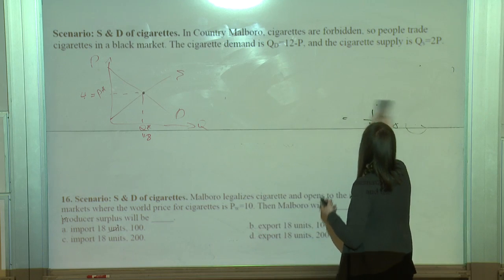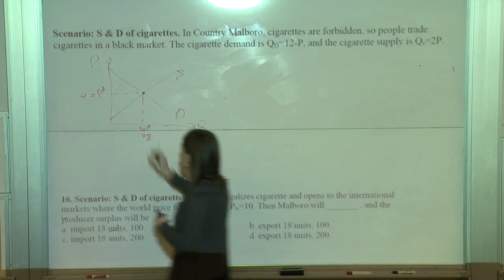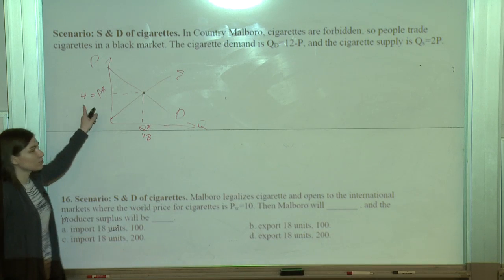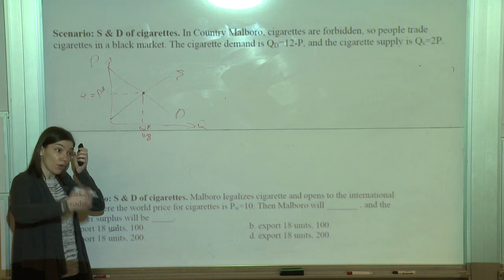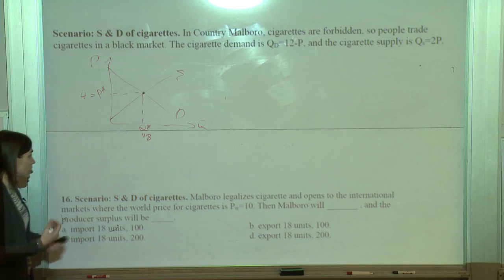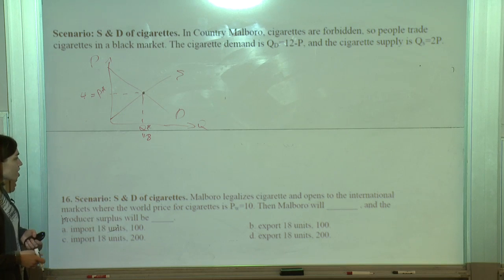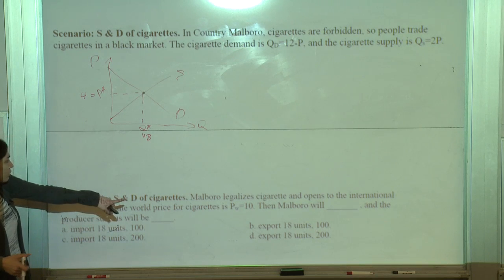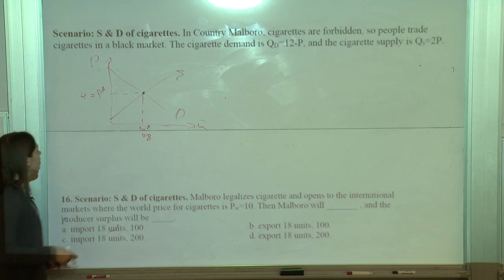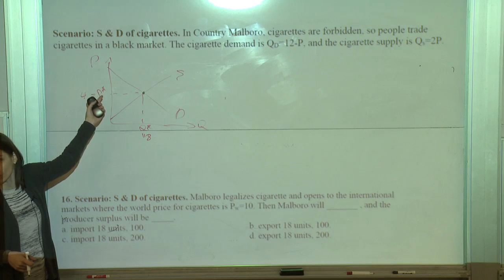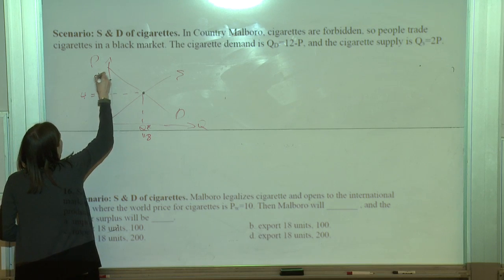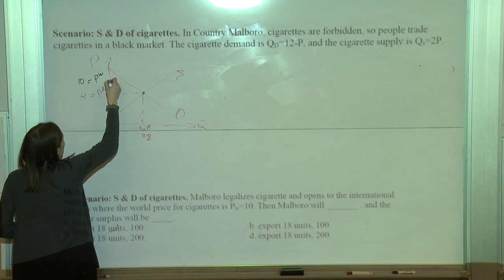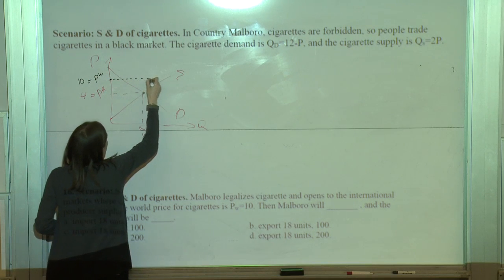So what we found here, this is the domestic market, right? Domestic price is 4, domestic quantity is 8. Now when we open this market for international trade, we have the world price being 10. So the world price is actually higher than the one we have here. Let's put it there. So the world price is 10, then what happens?